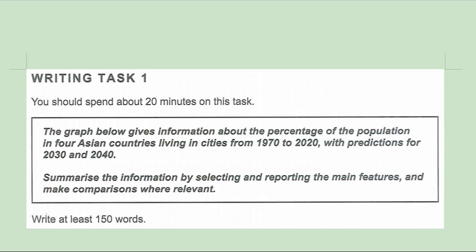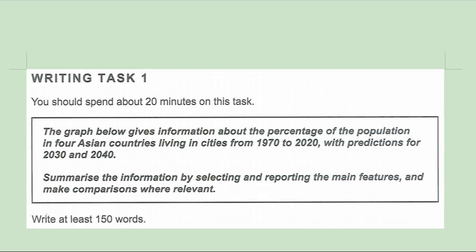So, there's quite a lot of information in this opening sentence. The graph below gives information about the percentage of the population in 4 Asian countries living in cities from 1970 to 2020. Now, this living in cities part is very important. It is not showing the overall population in the country, it's just the percentage that live in cities. So, in theory, you've got 2 cases. You've got people who live in cities and people who live in somewhere other than cities. That is the countryside or in small towns.